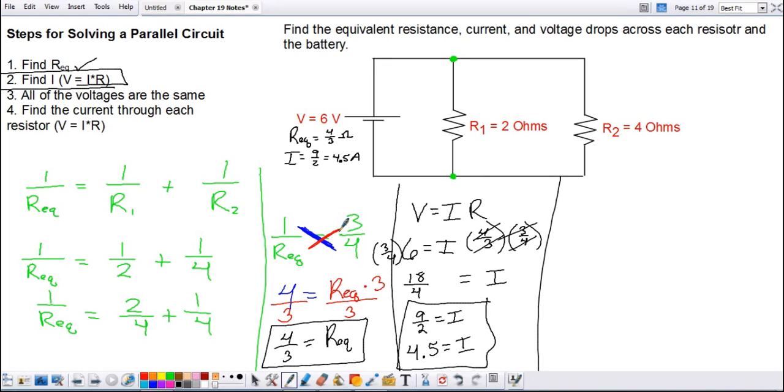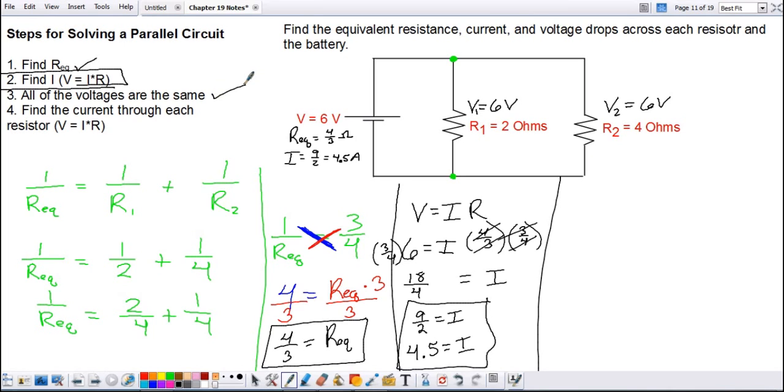The next step is to simply recall that all the voltages are the same. Since each resistor is connected to the potential difference, they have the same voltage or voltage drop across them. So the voltage here is 6 volts, and the voltage here at resistor 2 is 6 volts.